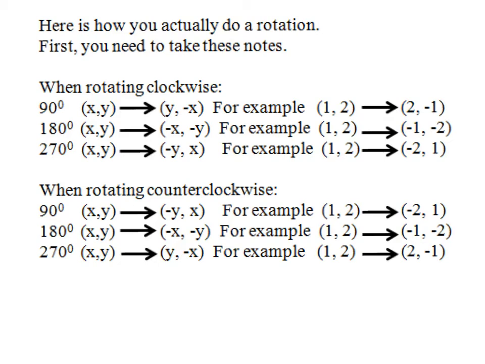Here are the rules for rotating counterclockwise. 90 degrees, x, y becomes negative y, x. So our example 1, 2 becomes negative 2, 1.